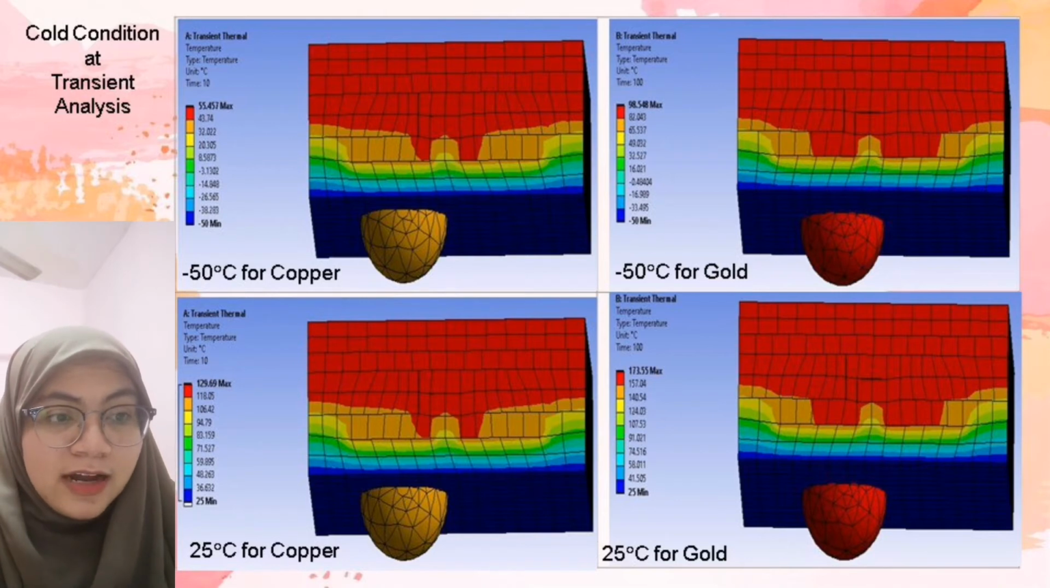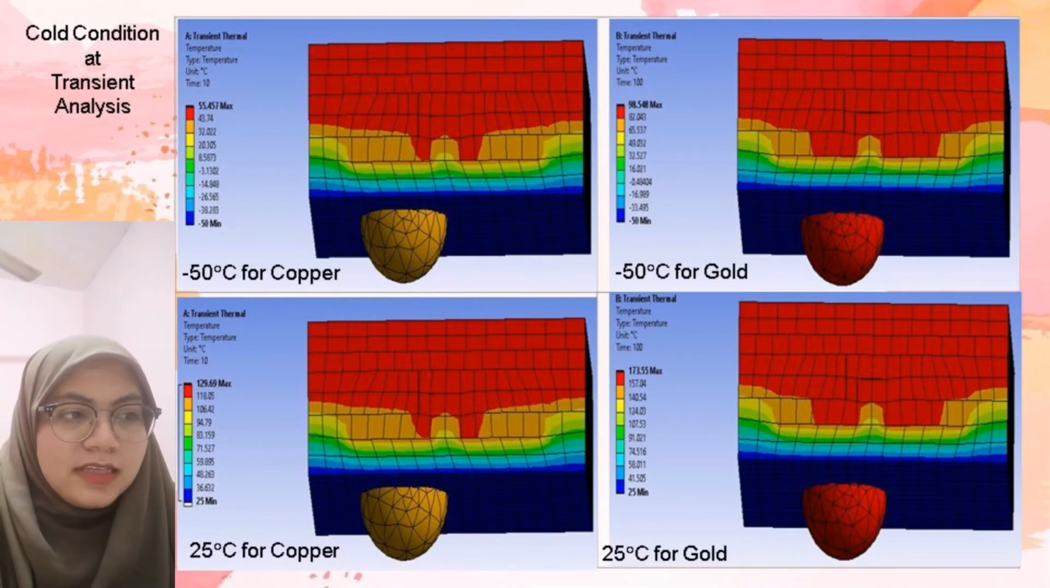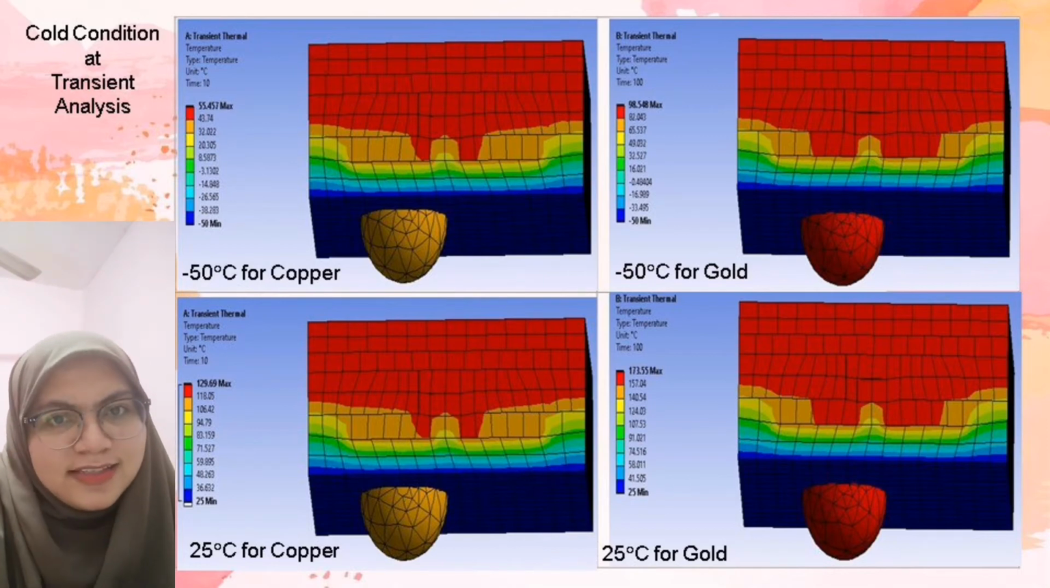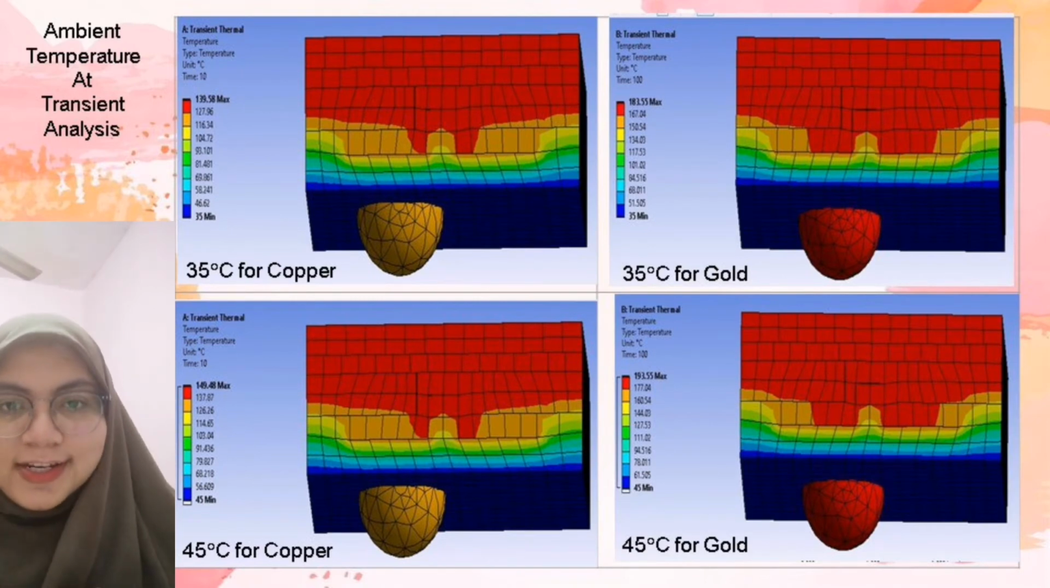For gold, it is 173.55 degrees Celsius, while the copper itself shows a significantly high value, which is 129.69 degrees Celsius.